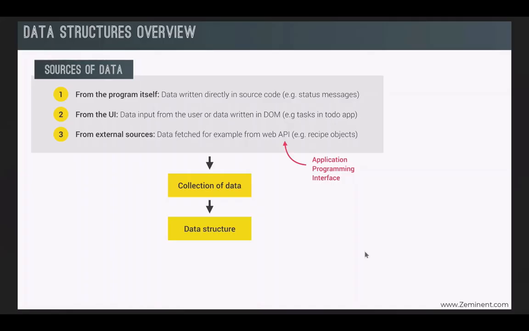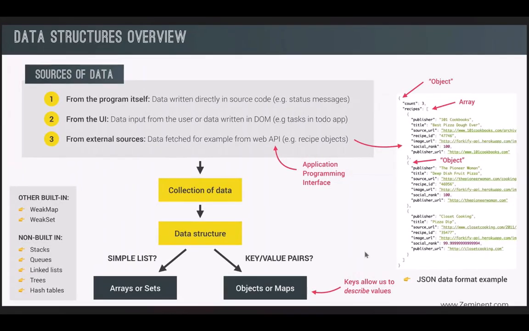So no matter where the data comes from and what kind of data it is, we usually have a collection of data that we then need to store somewhere. So where do we store the collection of data? That's right, we use data structures. But as you know, there are four built-in data structures in JavaScript. The simple list, which is arrays or sets, or the key-value pair, which is objects or maps. So now we need to decide between them.